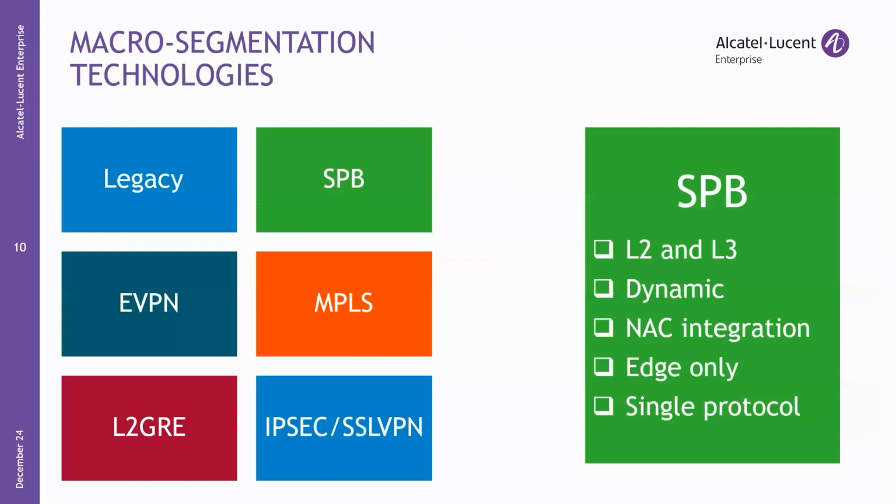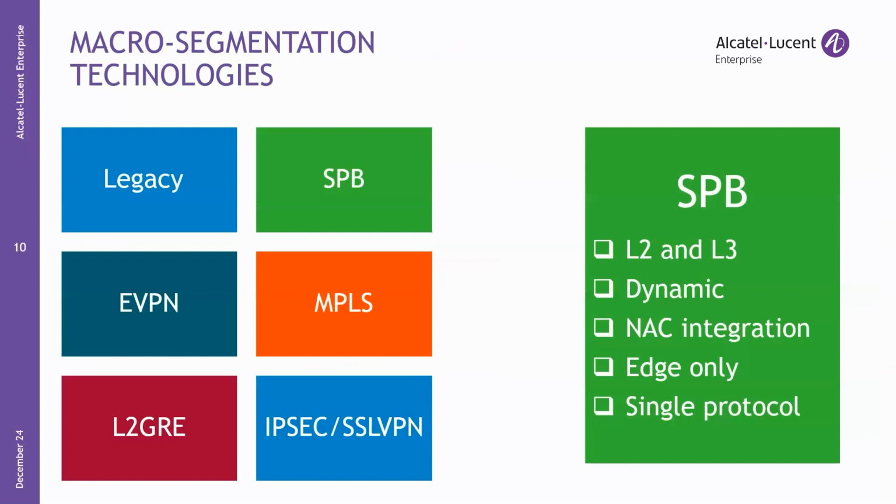Service-oriented technologies such as SPB, MPLS, and EVPN decouple services from the underlay, and services, which here translate to segments, are configured only at the edge of the network as opposed to every intermediate node. Out of this, SPB is the simplest because it only requires a single control plane protocol.